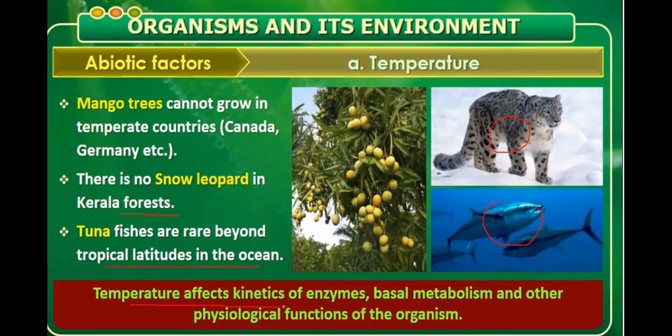So temperature affects the kinetics of enzymes. How will it affect the kinetics of enzymes? If the temperature goes down, the enzyme will become inactive. If the temperature increases, it will get denatured. So temperature affects the kinetics of enzymes, ultimately affecting basal metabolism and other physiological functions of the organism. In this way, temperature is a very important regulator, an abiotic factor.